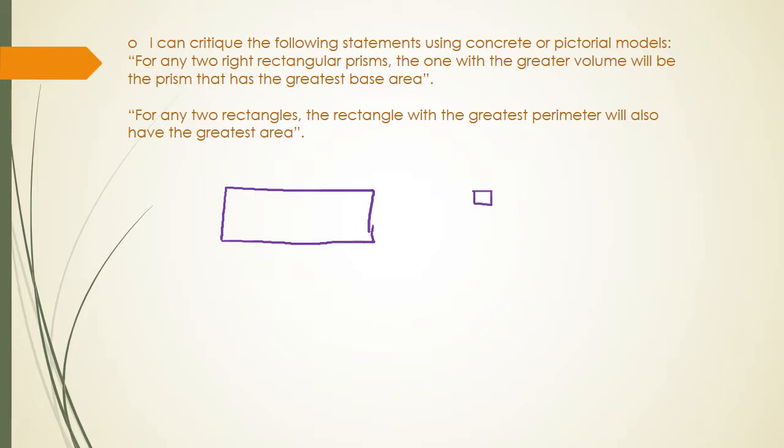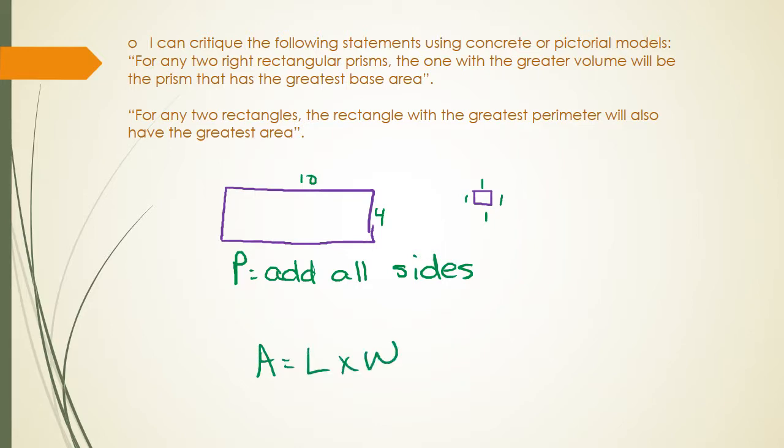And here is a rectangle. So we're going to say this one is 1, 1, 1, and 1, and this one is 10 and 4. Okay, so perimeter is add all sides, and area is length times width. So let's pop those in and see what we got.